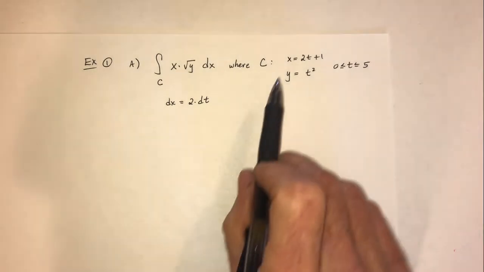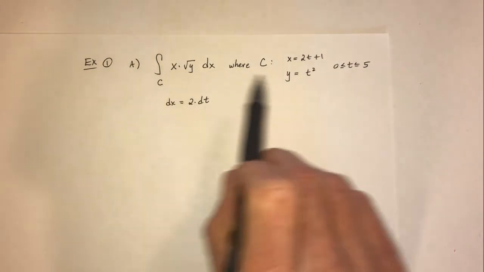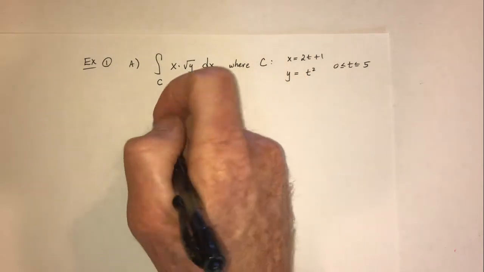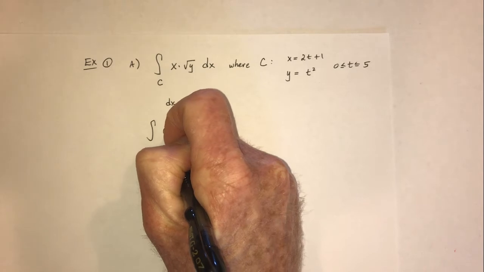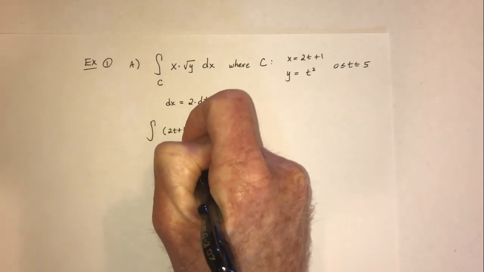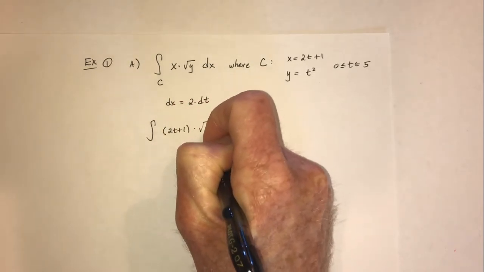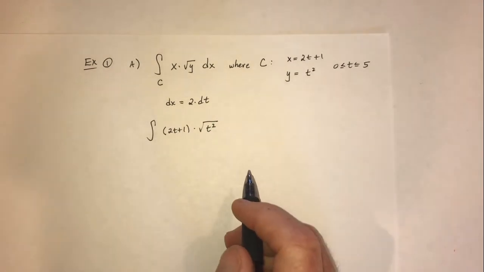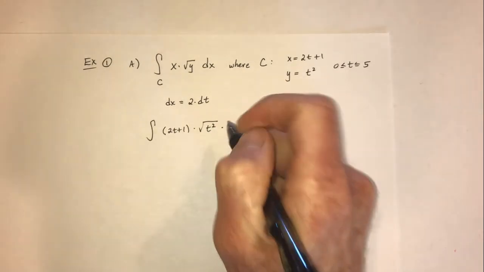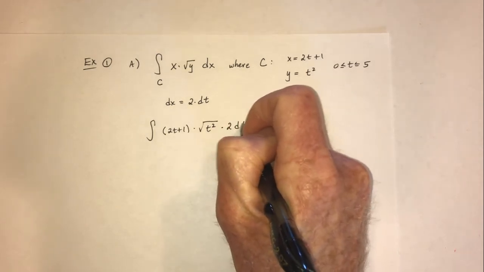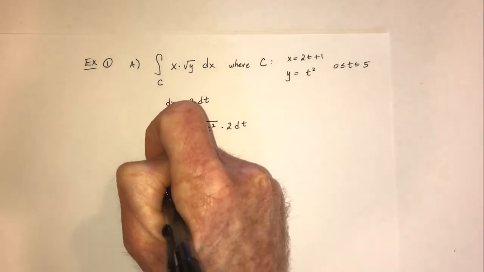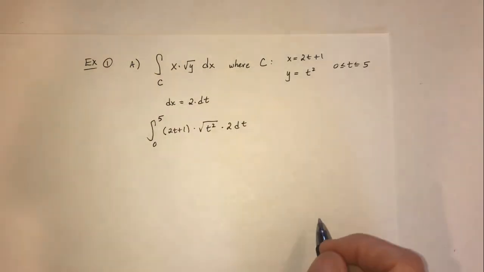And then we just need to substitute what x equals right there, substitute what y equals right there. So we're changing it over to a function of t. So that will be 2t plus 1 times the square root of t squared, and then multiply by what dx equals, so multiply by 2 dt, and then integrate from 0 to 5.